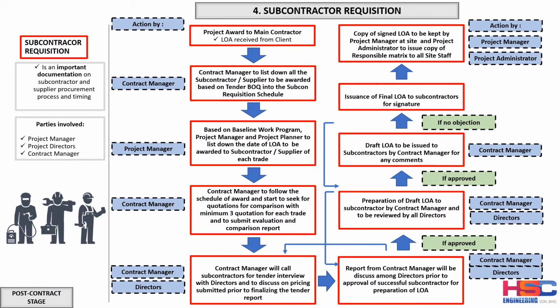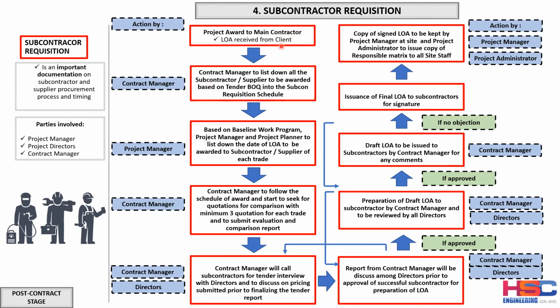Okay, the next slide here is the subcontractor requisition. This is how we get the subcontractor. I show here who is in the action and what are the items, the flow we go. Okay, this is important documentation on subcontractor and supplier procurement, the process and the timing. The involvement will be from the project manager, project director, and the contract manager.